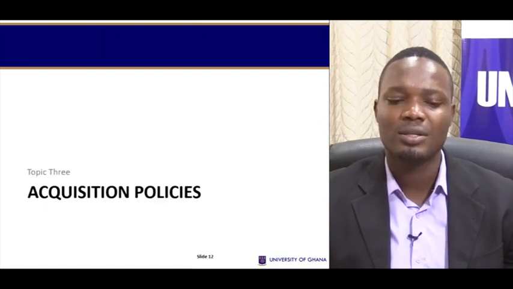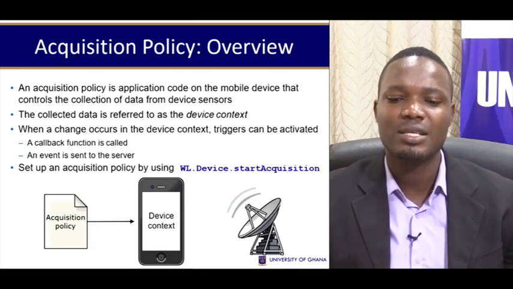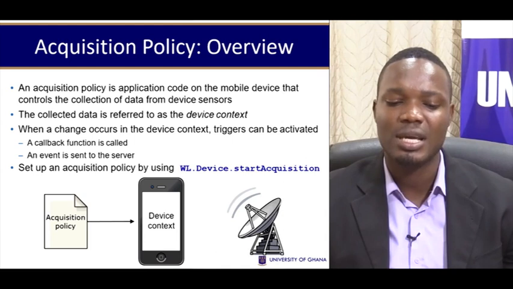Okay. So we'll now talk about acquisition policies. An acquisition policy is an application code on the mobile device that controls the collection of data from device sensors. The data collected is what we call the device context. When a change occurs in the device context, triggers can be activated. A callback function can be called. An event will be sent to the server.